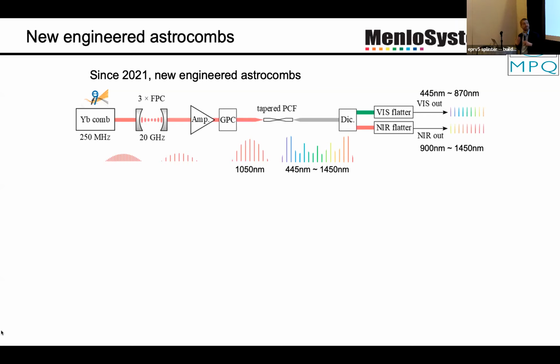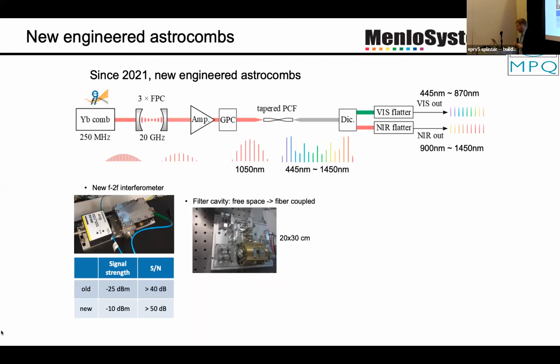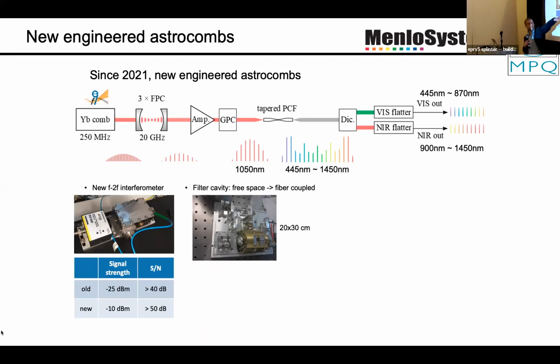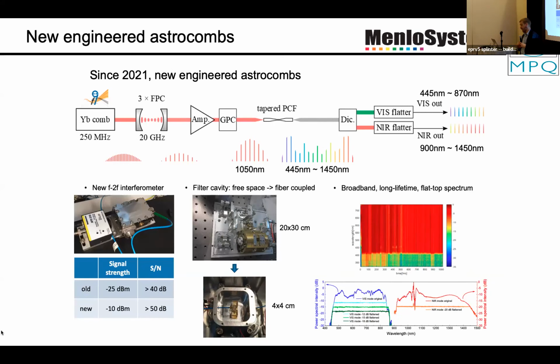But we haven't sat still since we started these projects. Things have always gotten better. In our most recent efforts, we've taken our F2F interferometer that locks our comb. We now have a higher signal strength and more power, so it locks better and stays locked longer. We've also gotten rid of these filter cavities. We've gone from a 20 by 30 centimeter filter cavity to a 4 by 4 centimeter cavity. And we've also been working on the fiber.